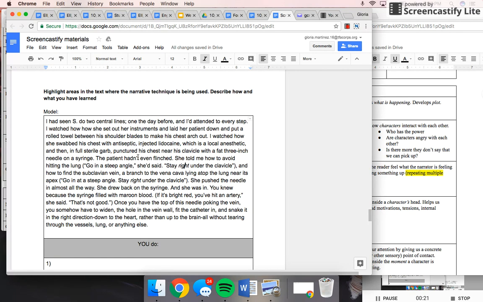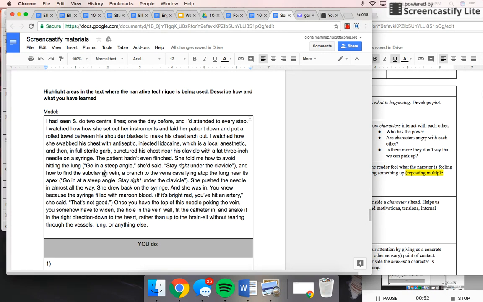I watched how she swabbed his chest with antiseptic, injected lidocaine, which is a local anesthetic, and then in full sterile garb, punctured his chest near his clavicle with a fat 3-inch needle on a syringe. The patient hadn't even flinched. She told me how to avoid hitting the lung. Go in at a steep angle, she said. Stay right under the clavicle. And how to find the subclavian vein, a branch of the vena cava lying atop the lung near its apex. Go in at a steep angle, stay right under the clavicle.